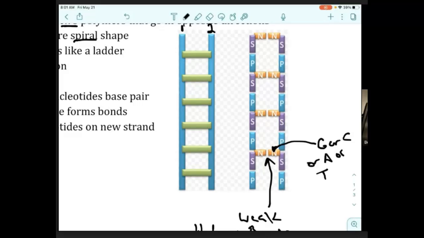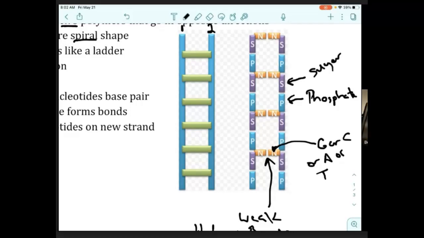Does anybody remember what the P stands for? P for phosphate. Phosphate. And then what about the S? Does anybody remember what the S is? Close? Sugar. Sugar. Right, you got it. Oh, there's Kenny. Sugar. So let's label the S. Sugar.